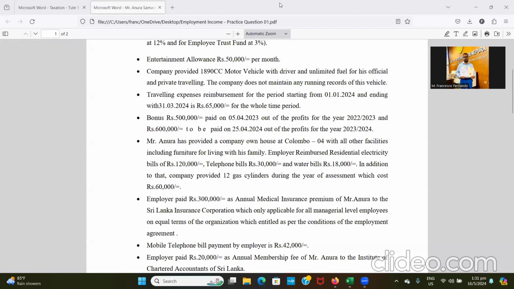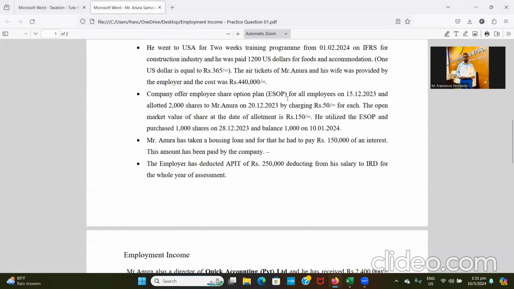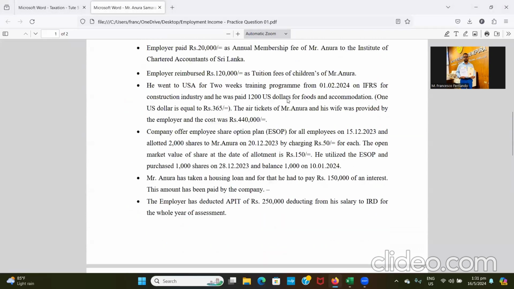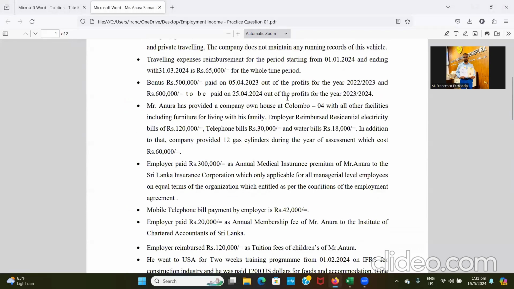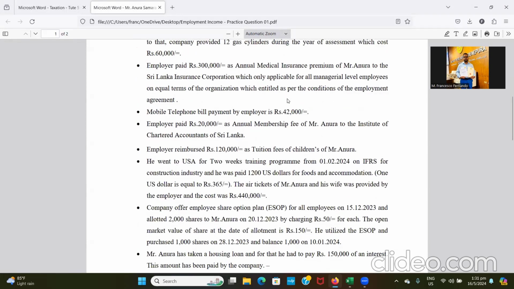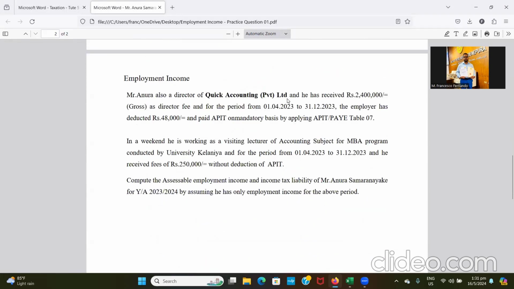Right, now when it comes to bonus, the thing we must know is that normally for bonuses, we must use the cash basis, right? So here they say that 500,000 is paid on 5th April 2023 and 600,000 will be paid on 25th April 2024, right?